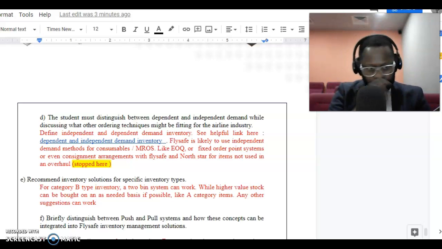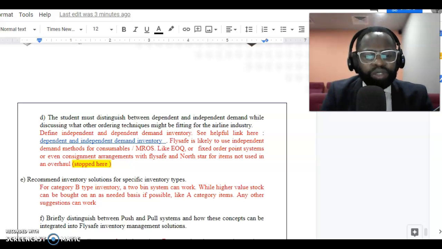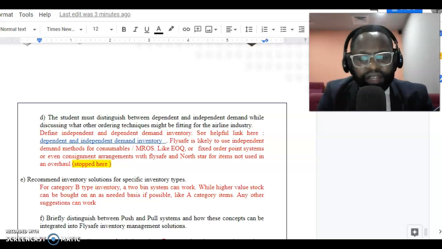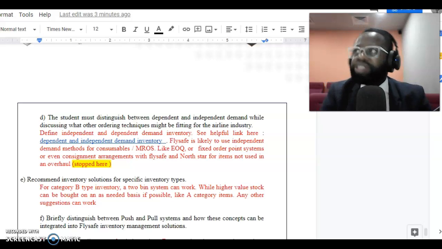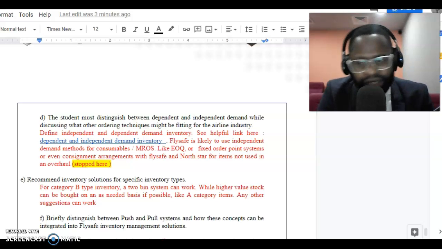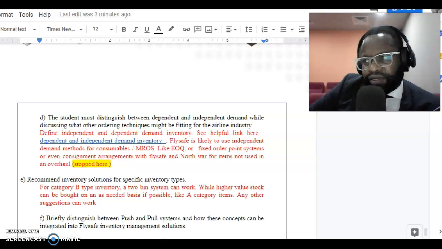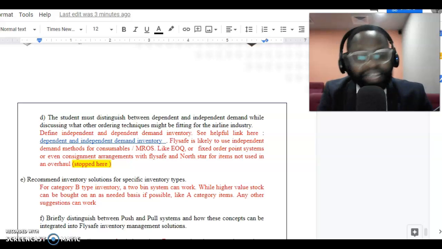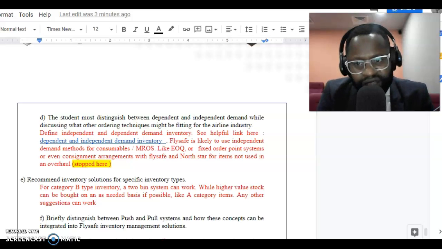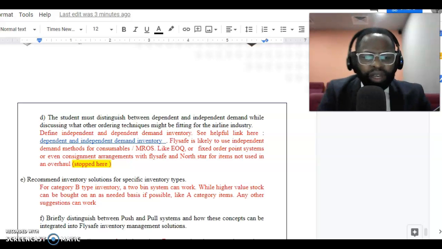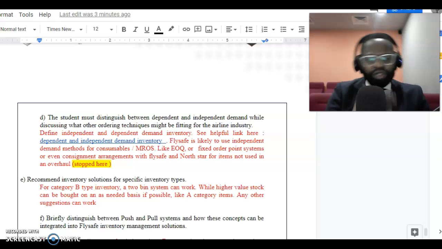Coming to that, what do I mean by inventory solution? All right, so I'll tell you. For example, for category A inventories, what method will you choose? In other words, how should FlySafe manage high value inventories, those like engines, those engines that will attract reverse logistics, for example? How would they manage those inventories? What are your thoughts?